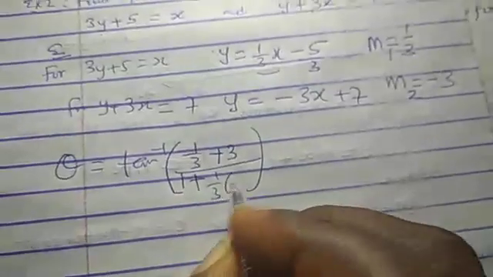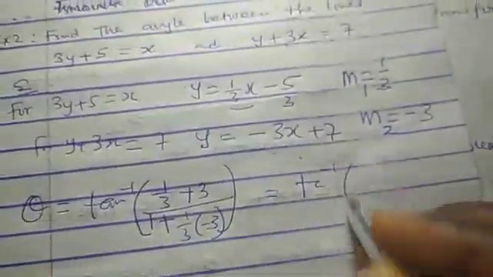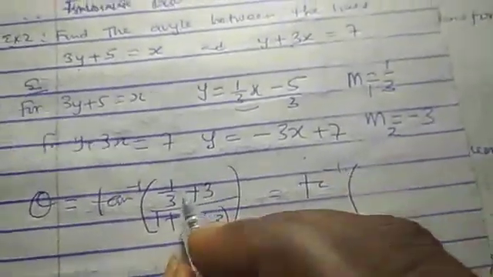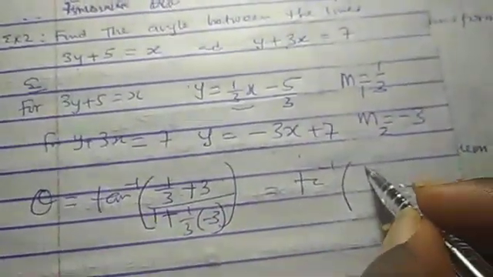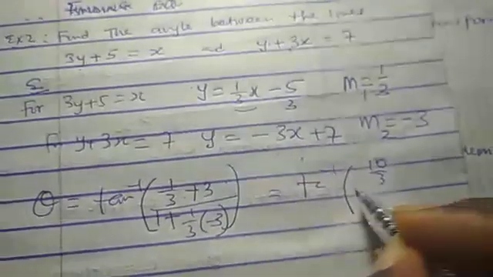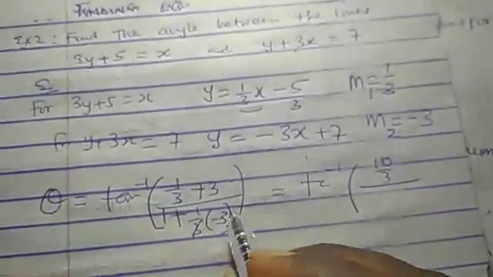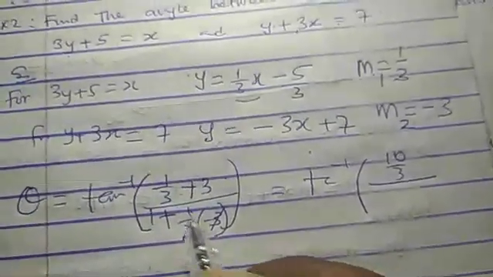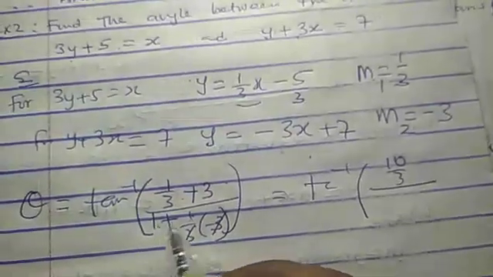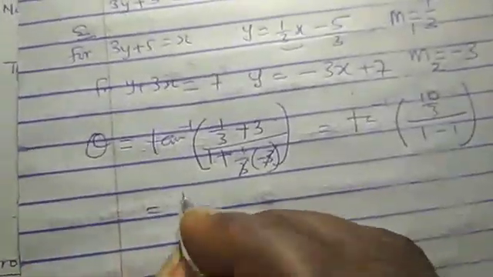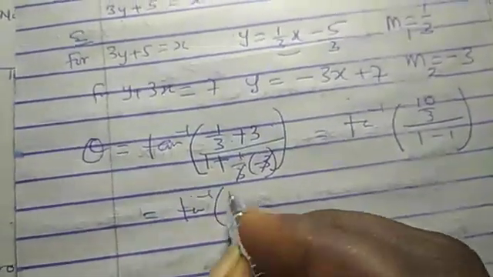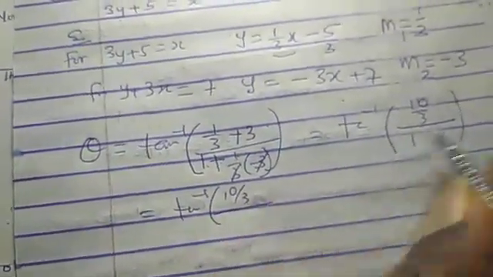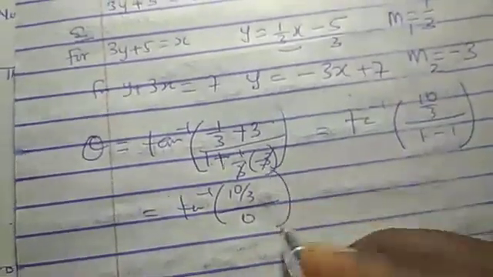1 over 3 times minus 3. This is arctan 1 over 3 plus 3. That should give me 10 over 3, divided by, this cancels this. All we have left here is minus 1. Then we are going to have 1 minus 1. So in this case, our answer is arctan 10 over 3 divided by 1 minus 1, which is 0.